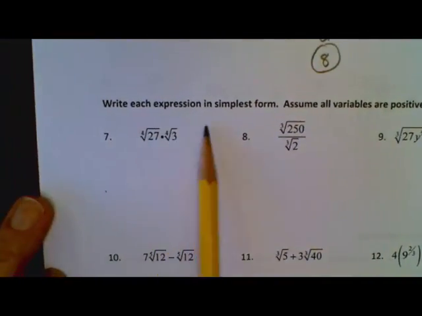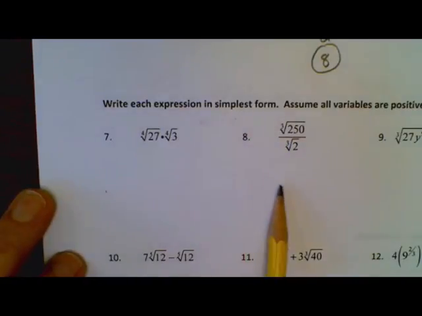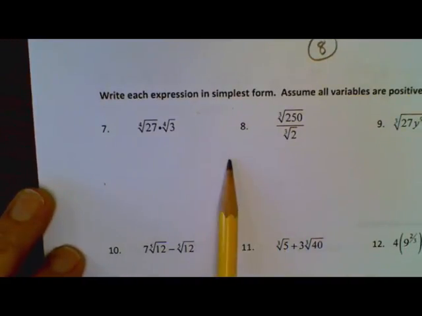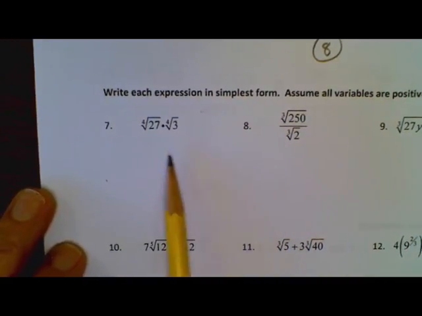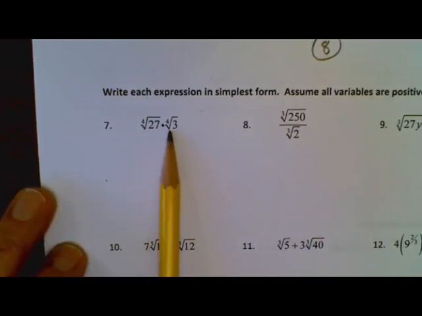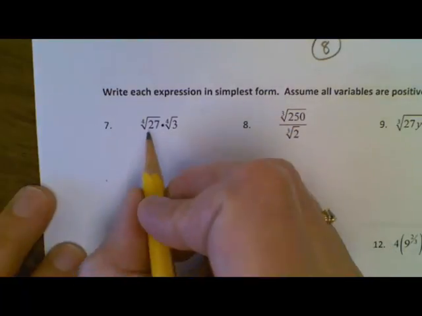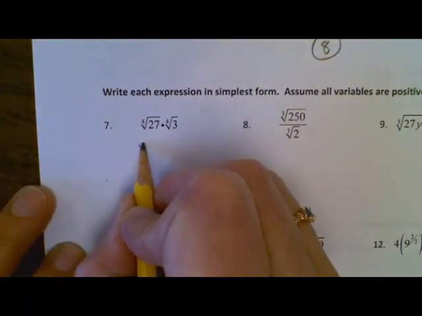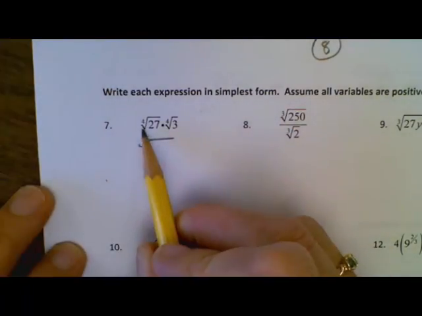This one says write in simplest form. A lot of these are going to have radicals now. So we're going to deal with radicals. So in the first one, I have to take the 4th root of 27 times the 4th root of 3. So I would probably just multiply those first and then worry about simplifying.